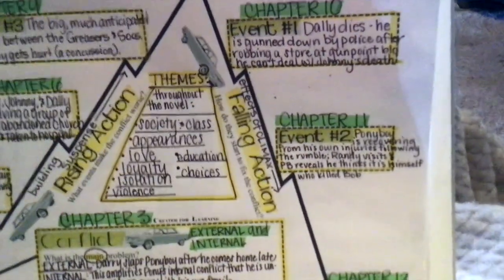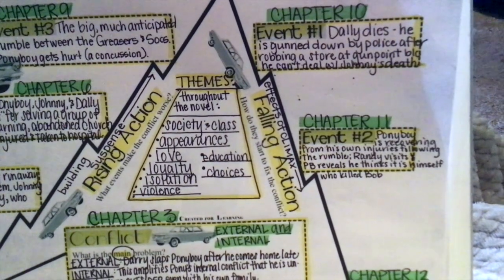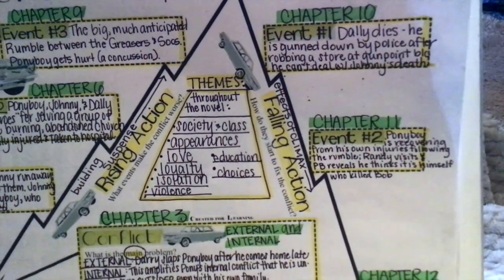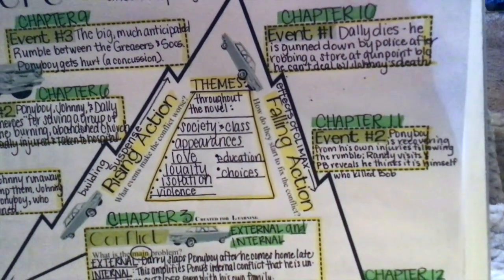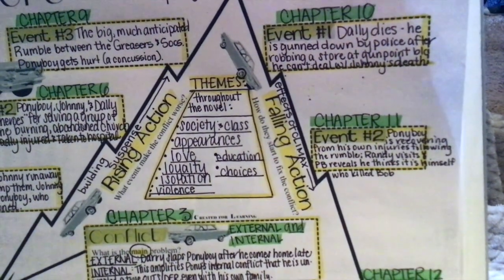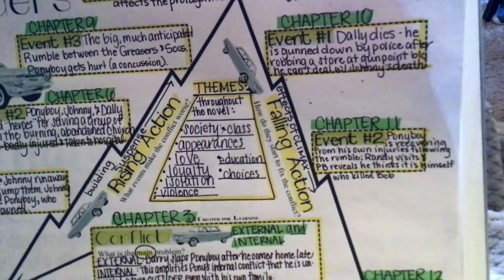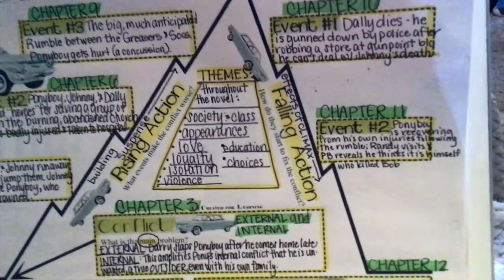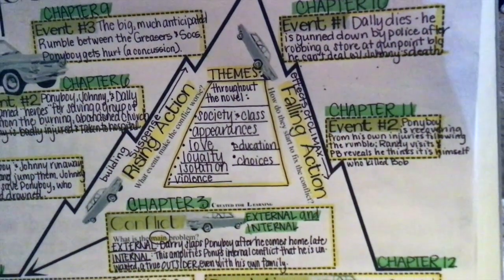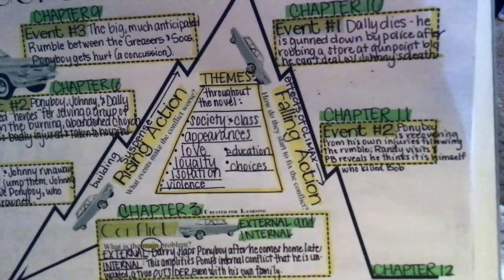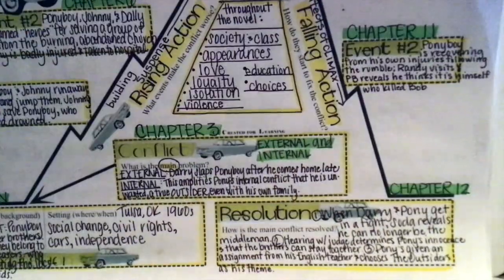Event number 2 happens in Chapter 11. Ponyboy is recovering from his own injuries following the rumble. He has a concussion. And Randy the Soch comes to visit him, and Ponyboy reveals he actually thinks it's himself who killed Bob. Because of his concussion and his injuries, he thinks that it's he who killed Bob, and that he's going to get in a lot of trouble for this. And everybody's kind of confused about that, and they're also very worried about Ponyboy and his health.